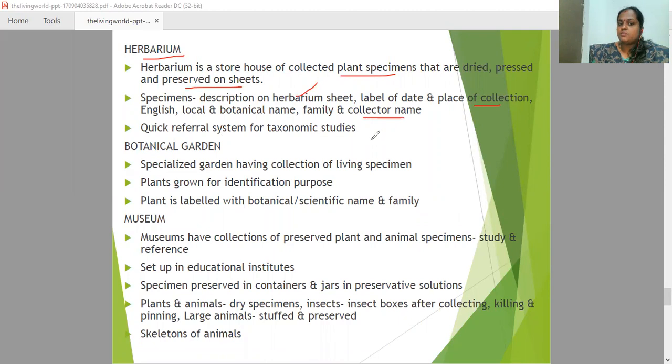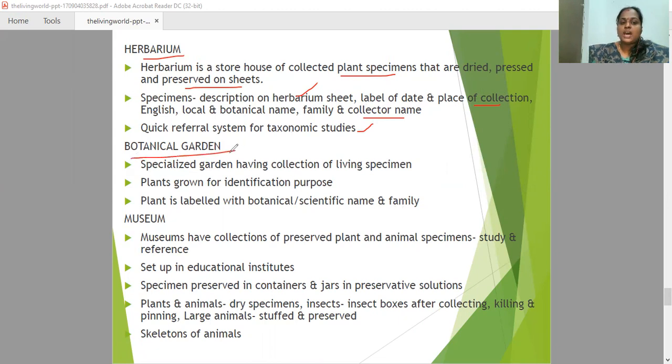Quick reference system for taxonomic studies. It is a collection of plant specimens by drying, pressing, and preserving on the sheet. And all these necessary things should be there: date, place, common name, scientific name, collector name, who collected it. It is required for the taxonomical study, so it comes under taxonomical aid.